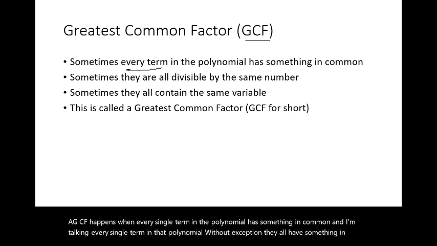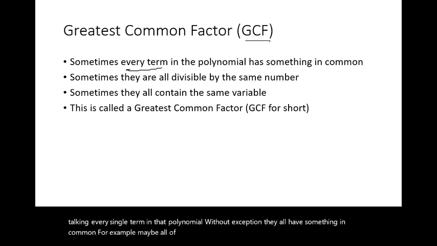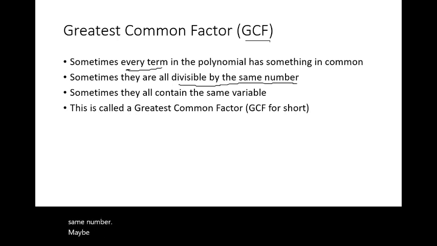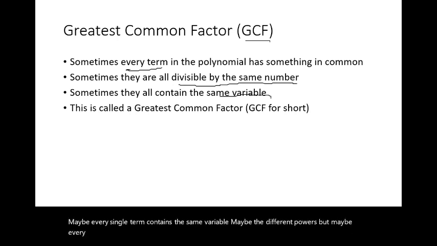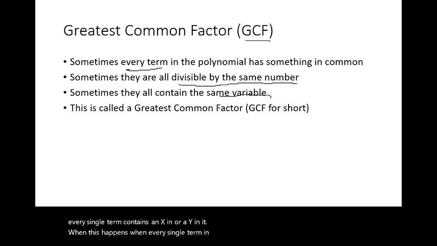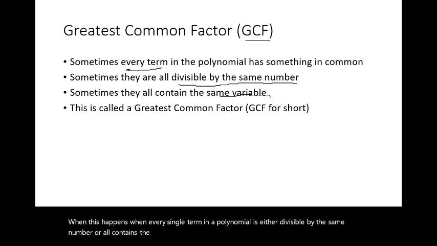For example, maybe all of the coefficients and the constant are all divisible by the same number. Maybe every single term contains the same variable, maybe to different powers, but maybe every single term contains an x in it or a y in it. When every single term in a polynomial is either divisible by the same number or all contains the same variable, you have a greatest common factor, or GCF.